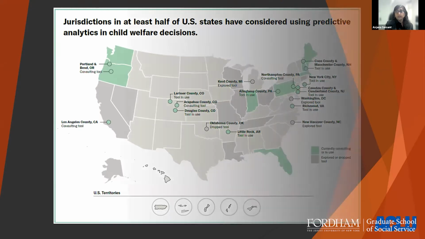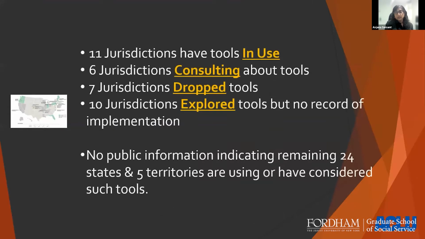Some overall findings. 11 jurisdictions, so that's states, counties, and/or cities, are using a tool on a pilot or regular basis. 6 are consulting, meaning that they're exploring the development or adoption of a tool or have partnered with tool developers for such purposes. 7 have dropped a tool, and 10 explored the possibility, but we couldn't find any public indication that either they had in fact implemented the tool or confirmation that they had actually dropped the tool. In the remaining jurisdictions, we didn't find information one way or another about use of a tool. And please note, you can find more information on our methodology and definitions in the report itself.